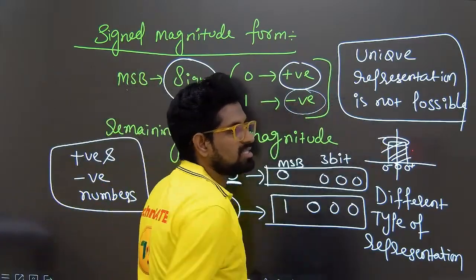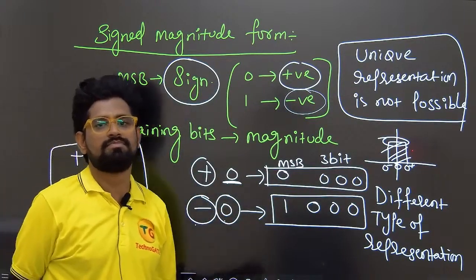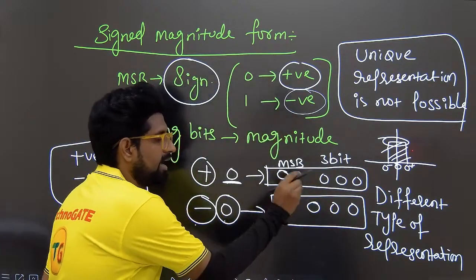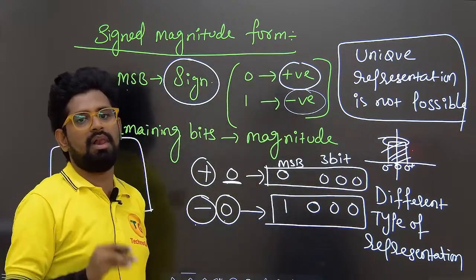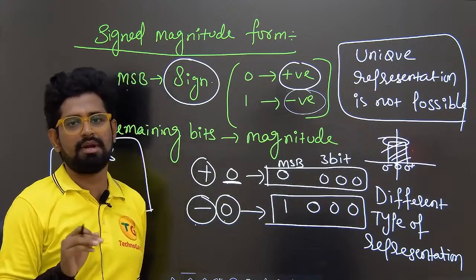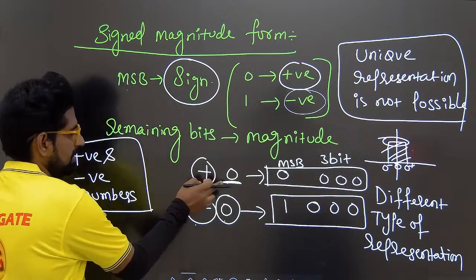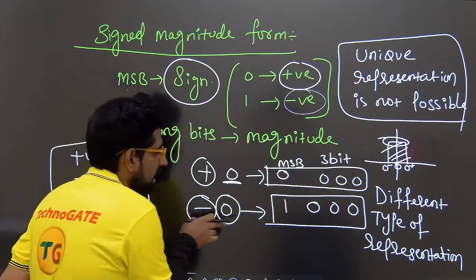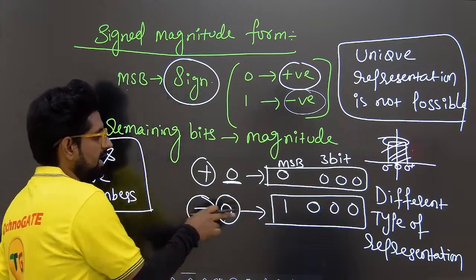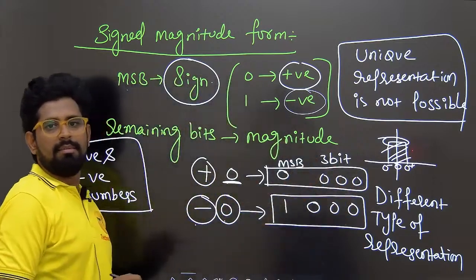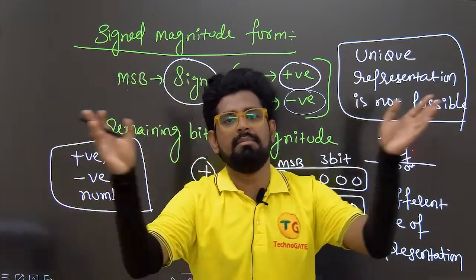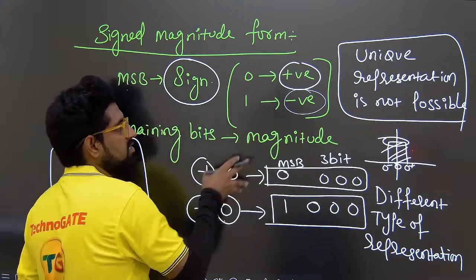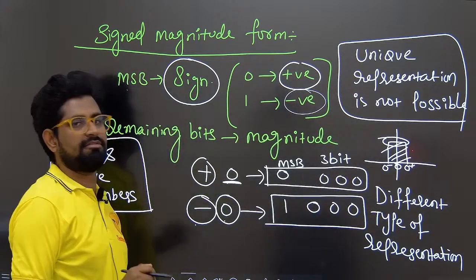Unique representation is not possible in the signed magnitude form. So it is taking different types of representation. With an example I showed how it is taking different types of representation. We took plus 0. Plus 0 is represented as 0 0 0 0. Next I took minus 0. Minus 0 is taken as 1 0 0 0. Plus 0 and minus 0 are giving the same information. The hardware is increased because there is no unique representation, there are different types of representation.